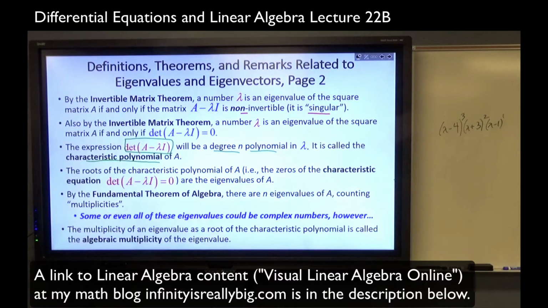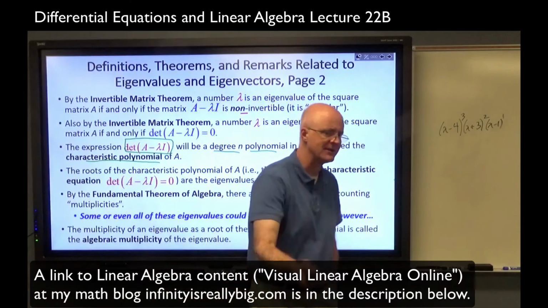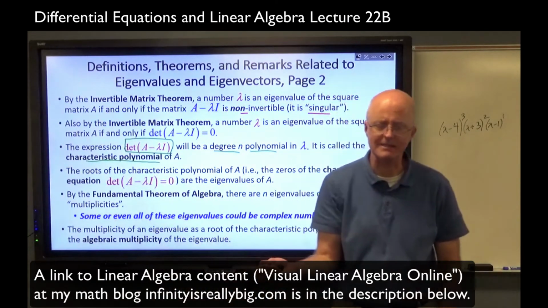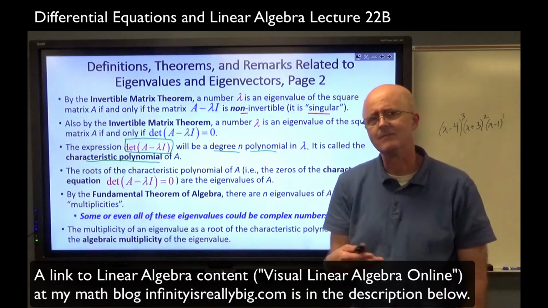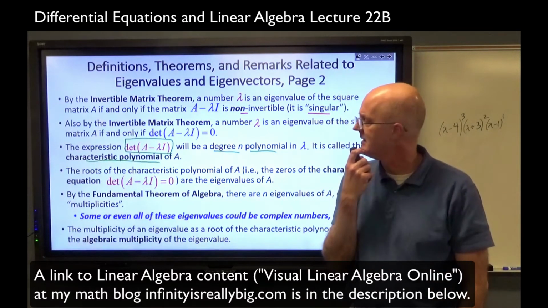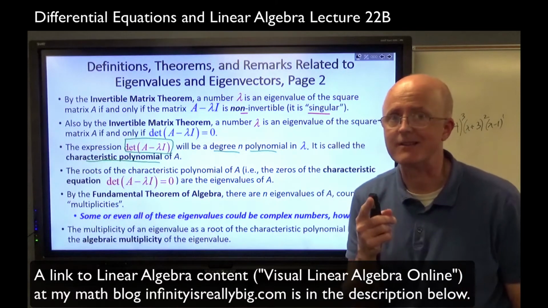The multiplicity of an eigenvalue as a root of the characteristic polynomial has a name. It's sometimes called the algebraic multiplicity of the eigenvalue, which does beg a question. If there's an algebraic multiplicity to an eigenvalue, is there a geometric multiplicity as well? Yeah, there is. And they're not necessarily the same.